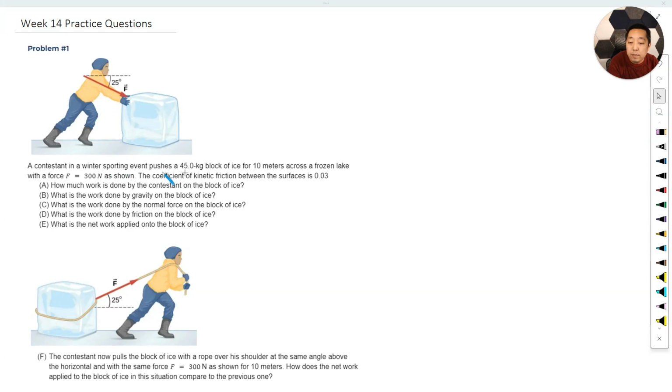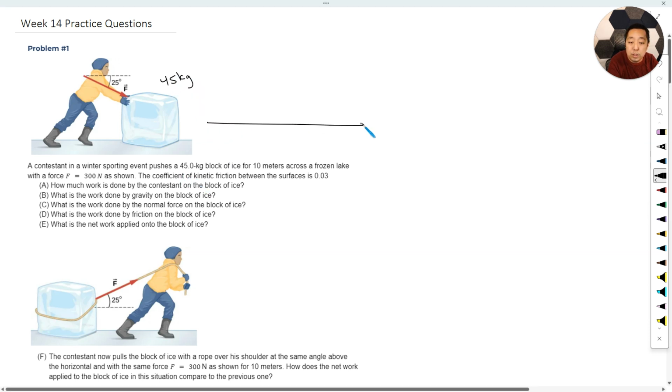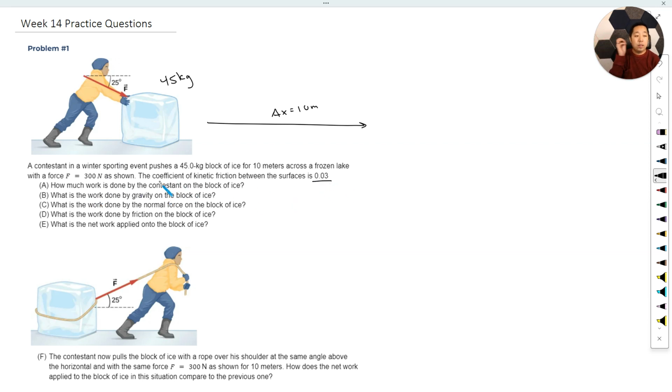All right, so we have an object here. We're pushing this 45 kilogram block for 10 meters across a frozen lake. So that's the displacement, with a force of 300 newtons as shown. The coefficient of kinetic friction is 0.03. How much work is done by the contestant on the block of ice?